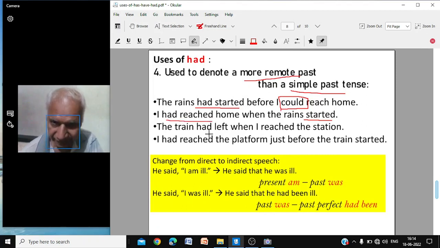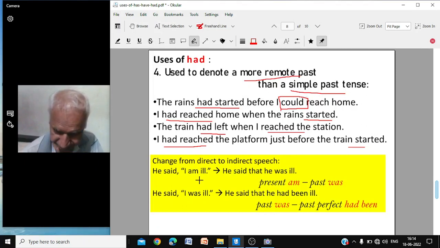The train had left when I reached the station. Reached simple past tense, had left past perfect. I had reached the platform just before the train started. Started simple past tense, had reached past perfect. So the past perfect denotes a more remote past, a past tense which is older or earlier than a simple past tense.